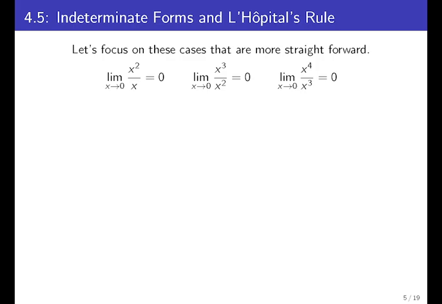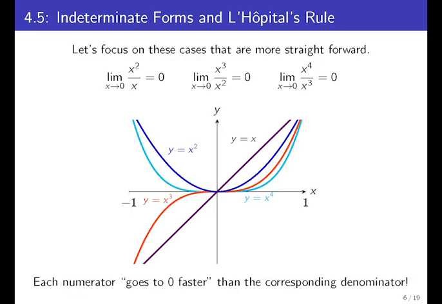All 3 of these limits have the same property as the sine of x over x limit did before. Both the numerator and denominator go to 0. But notice in this case, all these limits are equal to 0. So why is that? So let's take a look at the graph of y equals x, x squared, x cubed, and x to the 4th to see if there's anything we can figure out from the graph to help us answer this question.